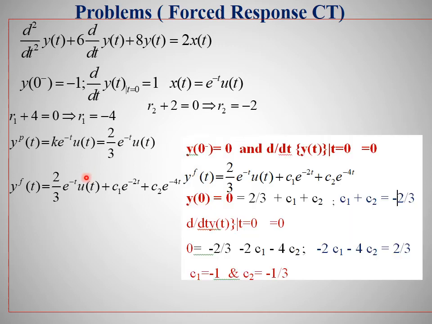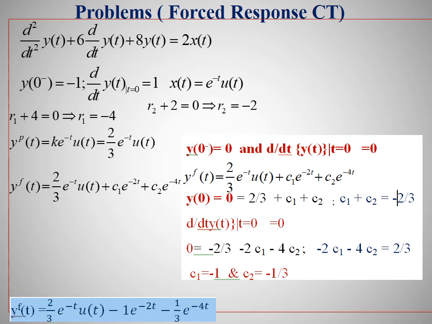The forced response of this problem is 2 by 3 into e power minus t u of t, which is the particular solution, plus the natural response, which is c1 into e power minus 2t for this particular root, and c2 into e power minus 4t for this particular root. Thereby, the forced response has the particular solution and the natural response. Let us see how to determine the forced response.